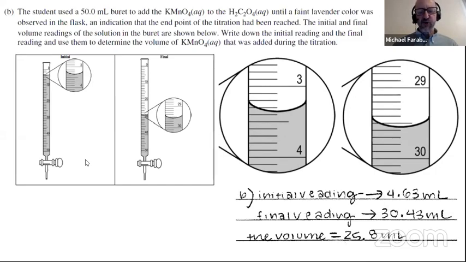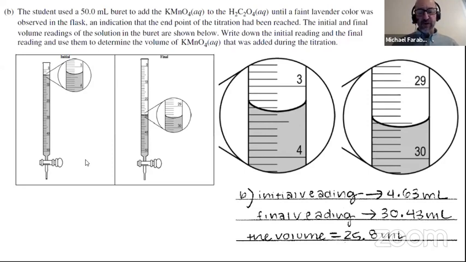They have an initial reading, which is the diagram on the left, that large circle on the left. They said 4.63. And then their final reading, the large circle on the right, they said 30.43. And they got a difference of 25.8. So think about what you would have done and how you would have processed these diagrams.